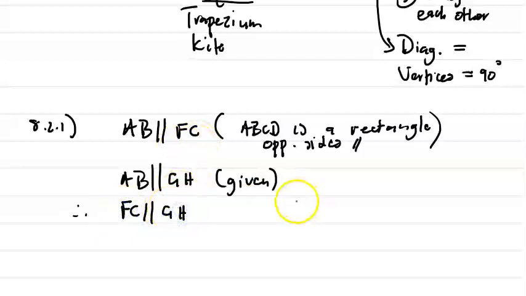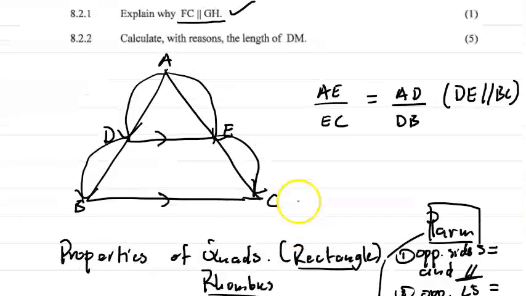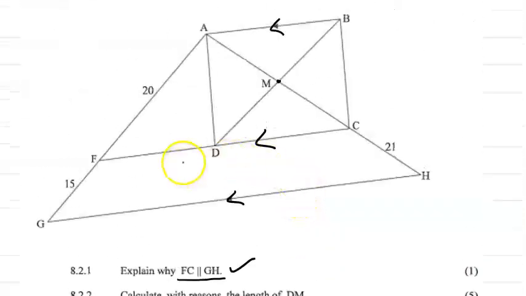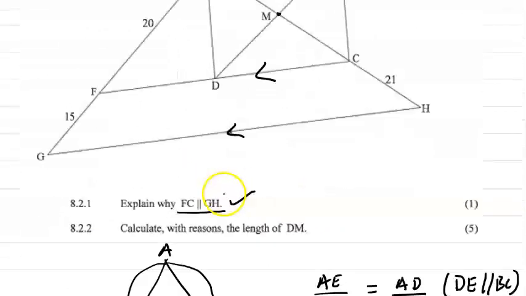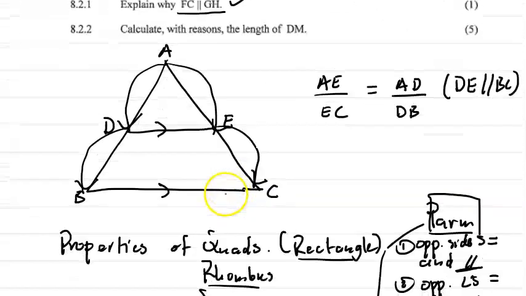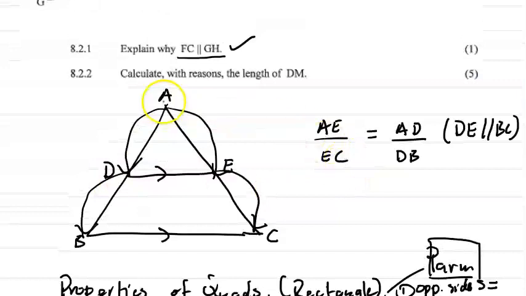Okay, so that's the first question. That's very important. Why is that important? Because now FC parallel to GH, we have a line which is parallel to the third side of a triangle. Therefore, we can now apply the proportionality theorem. We can apply this theorem here. Therefore, AE over EC equals AD over EC in this particular figure, or triangle ABC. So let's go answer the next question.